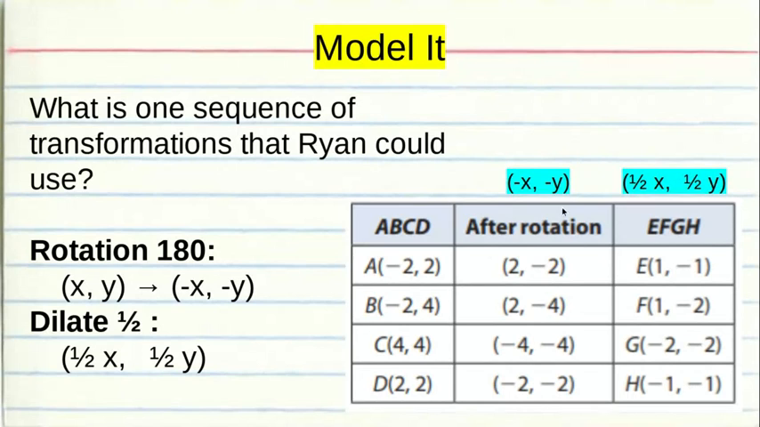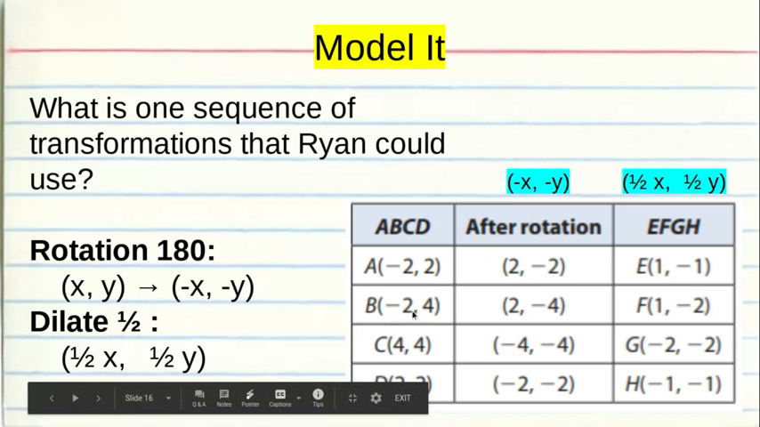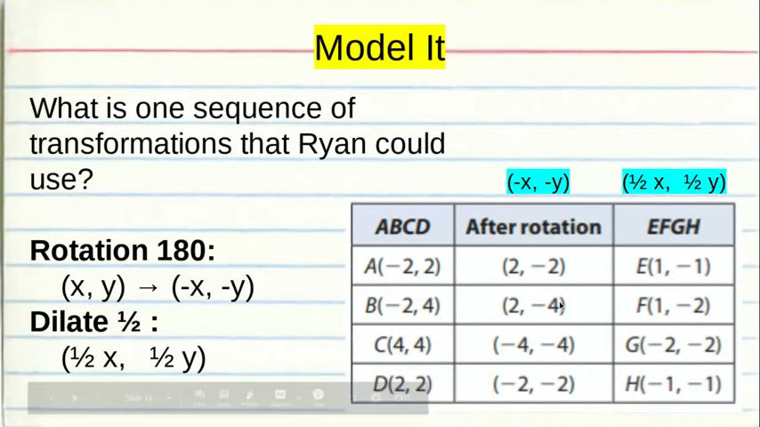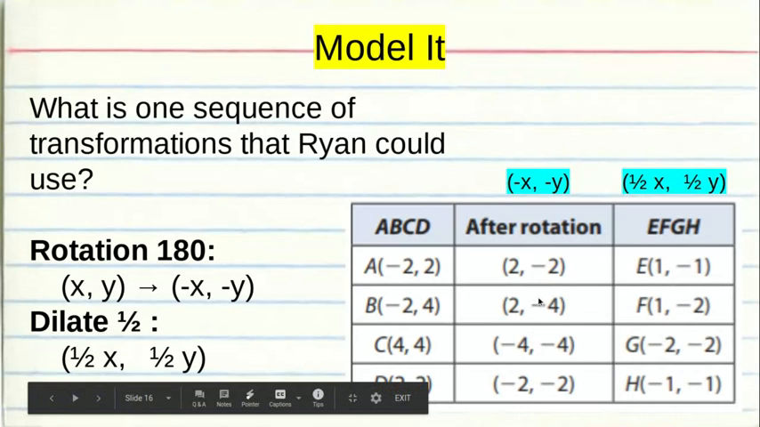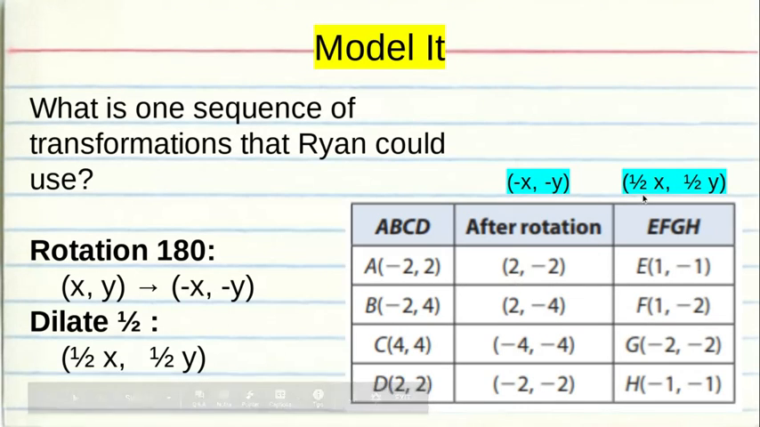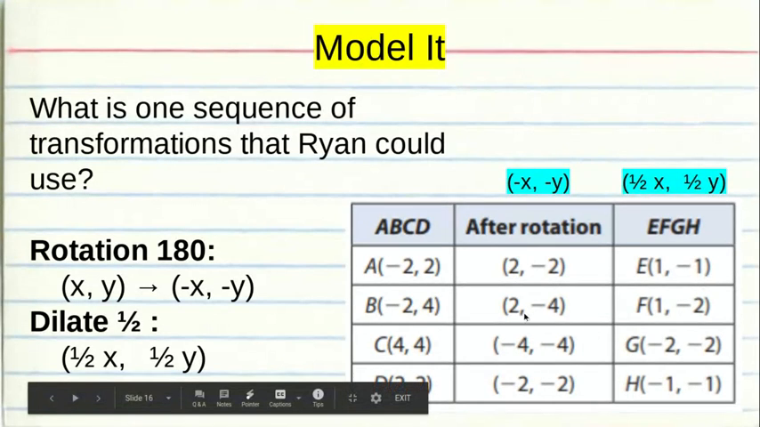After a rotation of 180 degrees, our x and y values become their opposites. So -2 becomes +2, and +2 becomes -2. Same for B, -2 becomes +2, +4 becomes -4. And we would do that for C and D as well. Then after that, we take these coordinates and multiply them by 1/2 for our dilation. So 2 times 1/2 is 1, -2 times 1/2 is -1, 2 times 1/2 is 1, -4 times 1/2 is -2. And that's where we get our final coordinates of EFGH.